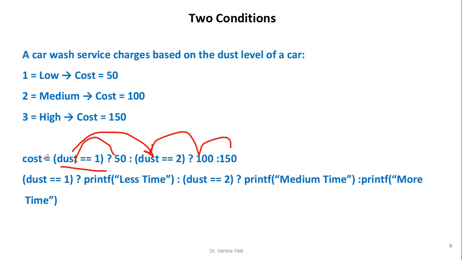Here we can write the statement also, that is, if dust is equal to 1, then less time. If this condition is not true, it will check the next condition, that is, dust equal to 2. If true, it will print medium time, and if it fails, it will print more time. So in this way we can connect the conditions. Now see, if conditions are straightforward, it is very easy.